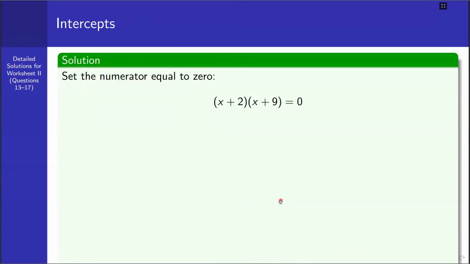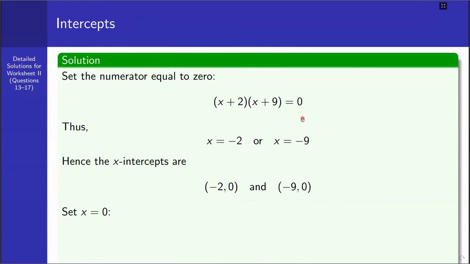Then if I set the numerator equal to 0, that is x plus 2 times x plus 9 is equal to 0, so the zeros are minus 2 and minus 9. And thus the x-intercepts could be ምክንያቱም የአንድ የራሽናል ፋንክሽን ዜሮች ማለት የራሽናል ፋንክሽኑ የግራፉ ኤክስ ኢንተርሰፕቶች ማለት ናቸው። ስለዚህ (-2, 0) እና (-9, 0) ላይ የዚህ ራሽናል ፋንክሽን ግራፍ ኤክስ አክሲስን ይቆርጣል። የ y ኢንተርሰፕቱን ለማግኘት we need to set x to be 0። ስለዚህ x 0 ሲሆን ምን እናገኛለን?